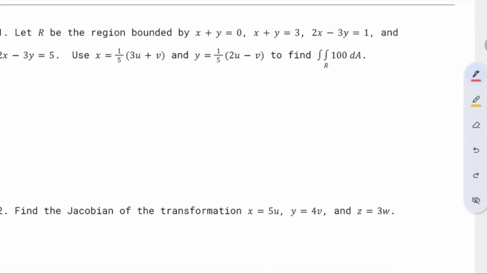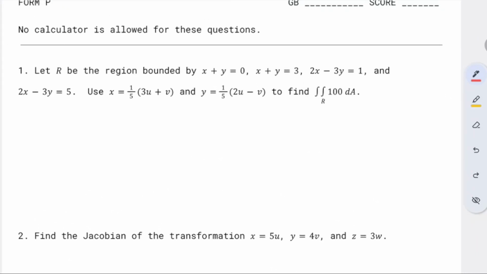All right, last one, Jacobian change of variables. Okay, R is the region bounded by these things. We're going to find the double integral of 100 dA. Okay, just want to point out on a strategy level, that's 100 times the area of R.